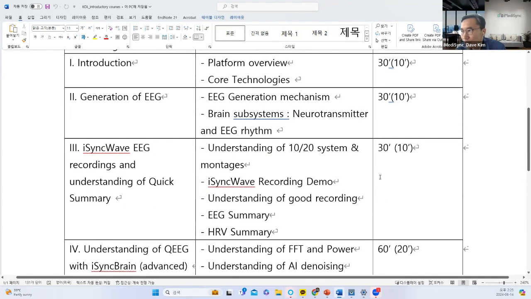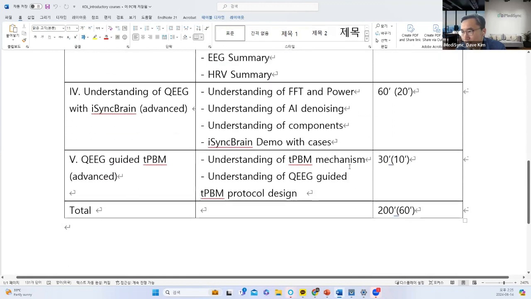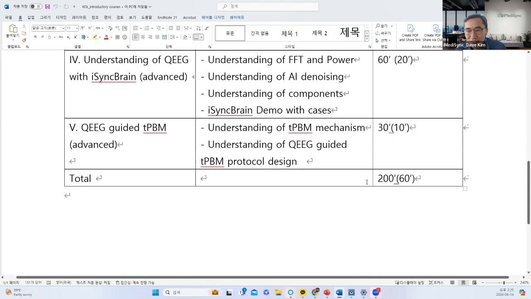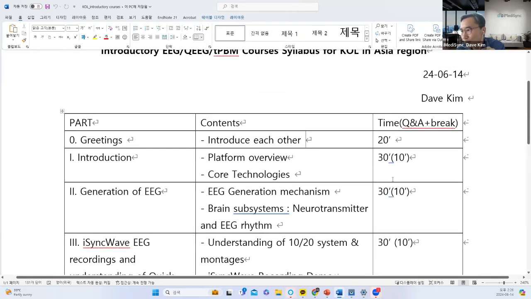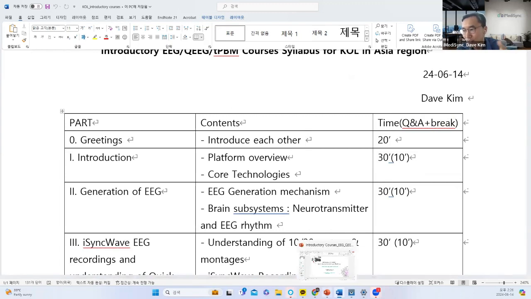I think all together it will take at least 3 hours and 30 minutes, around 4 hours. I think it will finish at 6 o'clock. After each chapter, we can have a small Q&A session and small break. But during the presentation, you can always interrupt and ask a question.